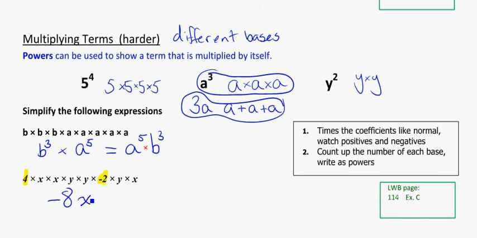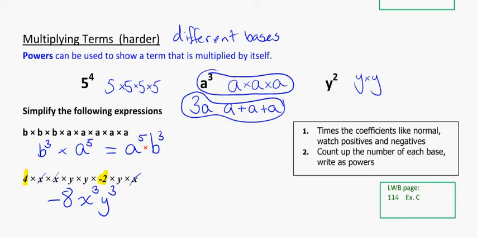So I'm going to write x first in alphabetical order and count up how many of them there are. 1, 2, 3 x's. So I'm going to say x to the power of 3. And then how many y's? 1, 2, 3. That will also be y to the power of 3. And you'll notice I have not put a times sign between any of those because it becomes invisible when you have it between a number and a letter, or between a letter and a letter.